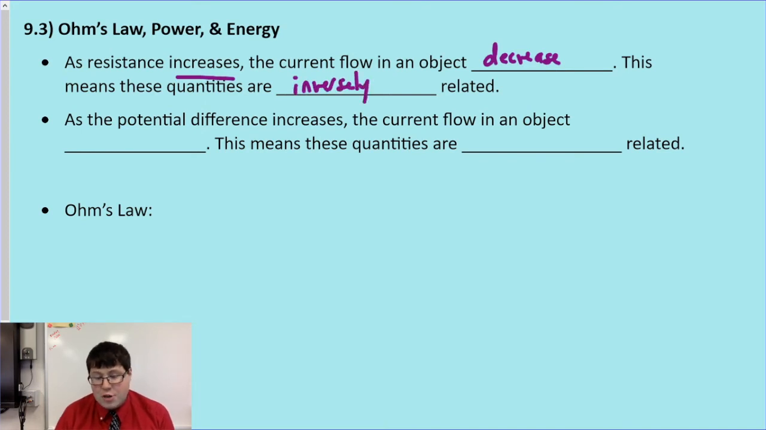Likewise, as the potential difference increases, I have a greater potential, more energy I can get when I push those electrons through a material. That means the current is going to increase. That means those quantities are directly related. That leads us to Ohm's law, that V is equal to IR. So our electric potential is our current times our resistance.